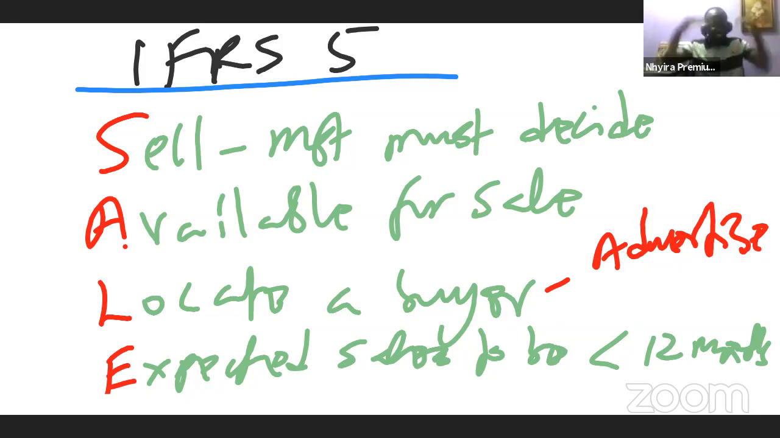Now, on the subsequent measurement, once the item is recognized as a current asset, we account for it in accordance with IAS 2, inventory. So on subsequent measurement, we will test for impairment, and any reduction in the value will be recognized as an expense in the income statement and will be carried always at the lower of the cost or the net realizable value. So this is the idea about IFRS 15 held for sale.